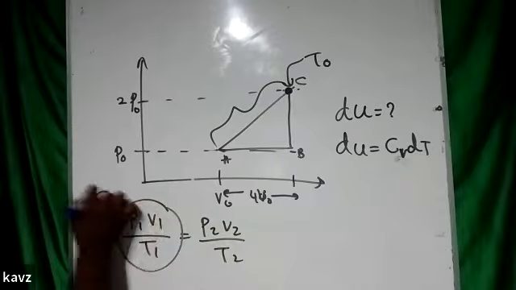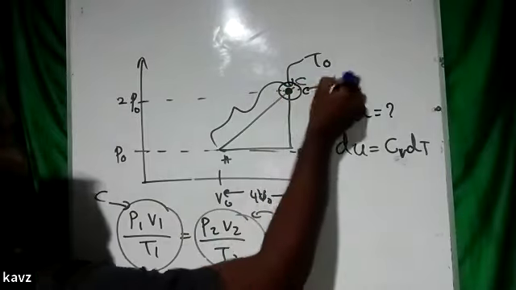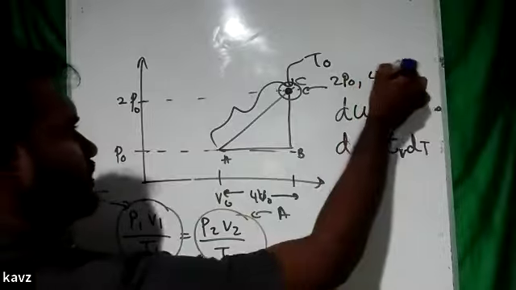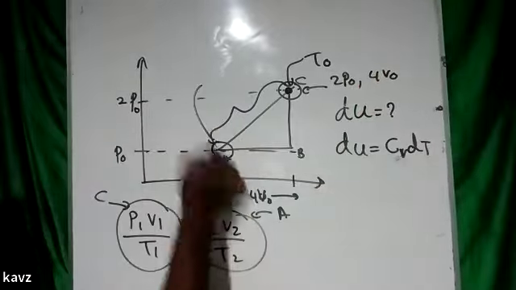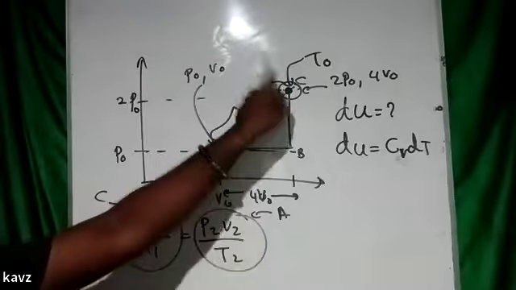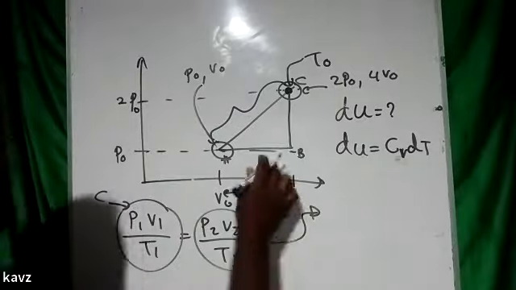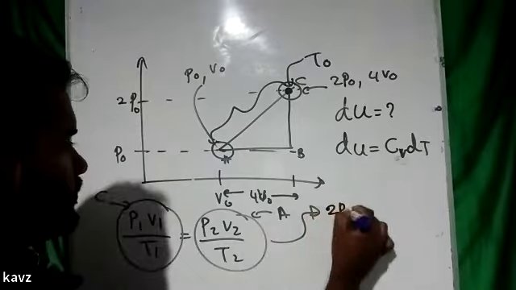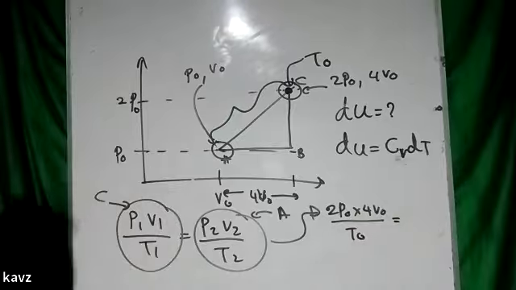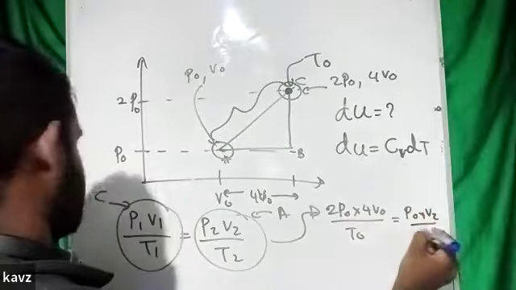If I take this stage as C and this one as A, this point has 2 P naught of pressure and 4 V naught of volume. And this point has P naught of pressure and V naught of volume. And I take this temperature as T naught. For C it is 2 P naught and 4 V naught, and the temperature is T naught. It should be equal to P naught, V naught, and T1.